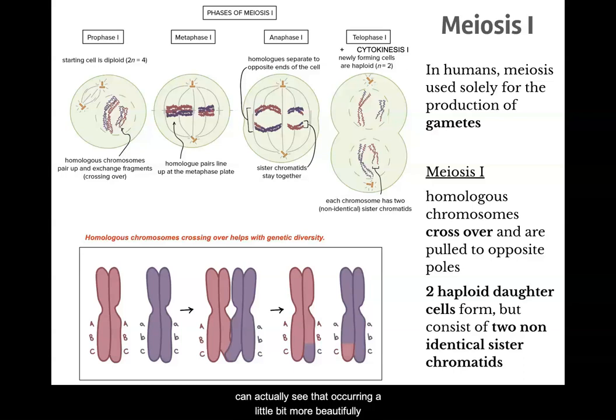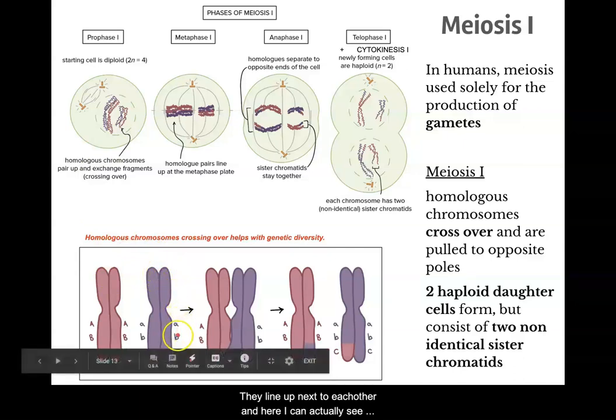I can actually see that occurring a little bit more beautifully in this image down here. So if I focus on those pink chromosomes, finding its partner, there's its partner over here, these purple chromosomes, they line up next to each other. And here I can actually see gene A, B, and C.